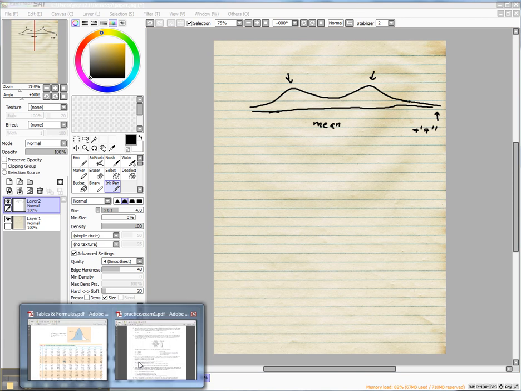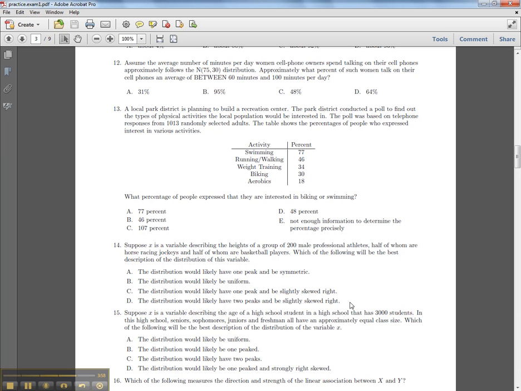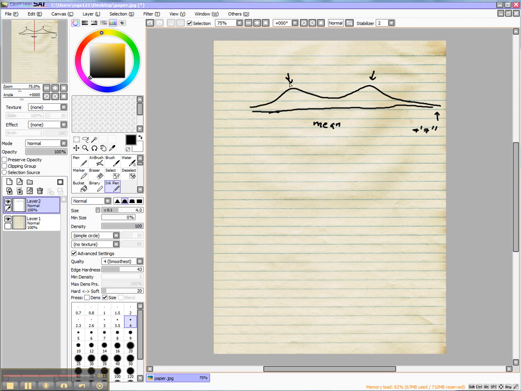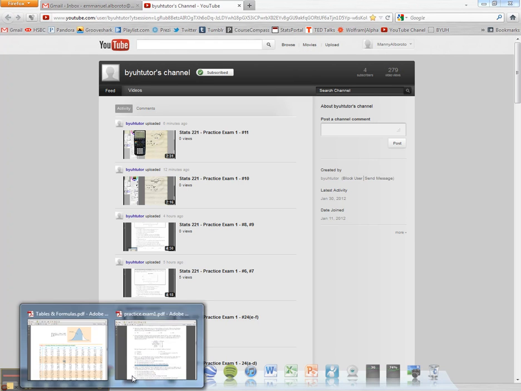So for this question, letter D is the answer because the distribution would likely have two peaks and skew to the right, which is what I illustrated here. Again, I hope that's clear. This is the horse racing jockeys' mean, the basketball players' mean, and then this is where our outliers are, really tall basketball players. But you don't really have really short horse racing jockeys. So they just don't exist for horse racing jockeys. That's 13 and 14. Hope that's clear.